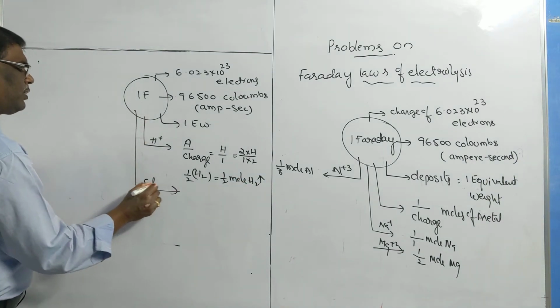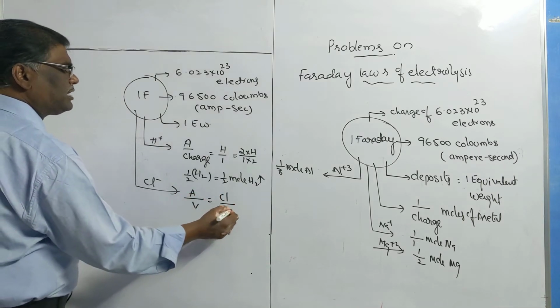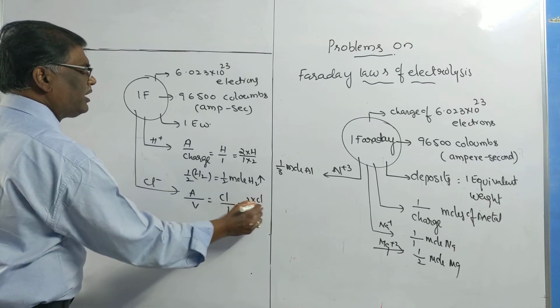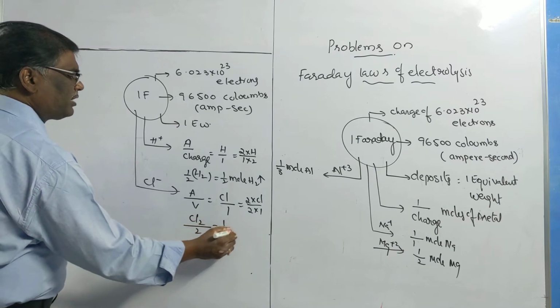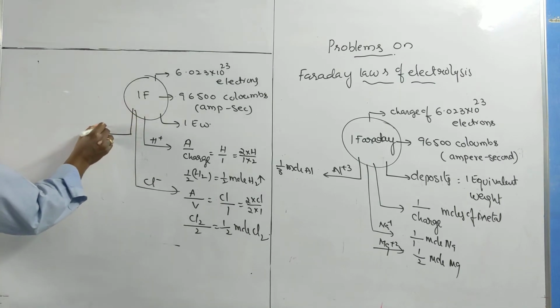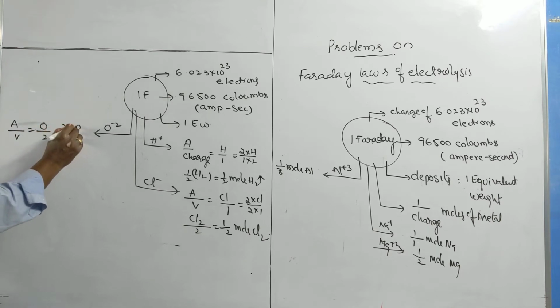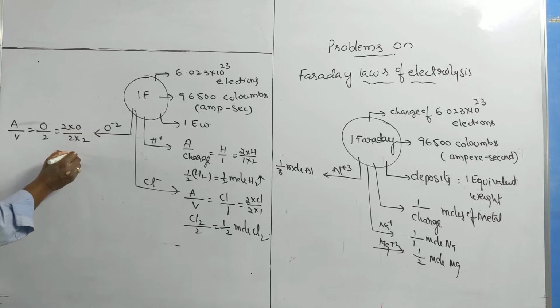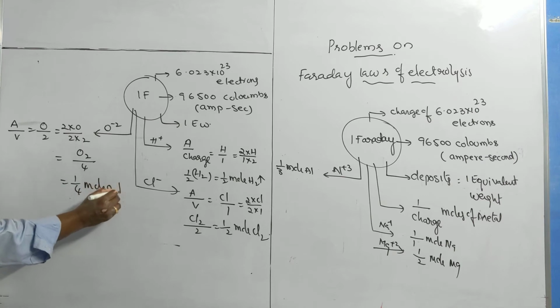Similarly, in case of chlorine, atomic weight by valency, valency is 1. Now you multiply numerator and denominator with 2. Then we get Cl2 by 2, nothing but half mole chlorine gas. Similarly, I go for oxygen. Oxygen is atomic weight by valency, O by 2, multiplied by 2, that means O2 molecule by 4, nothing but 1 by 4 mole of oxygen it is giving.